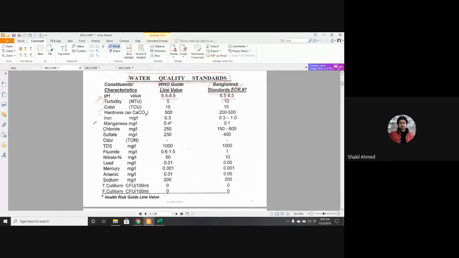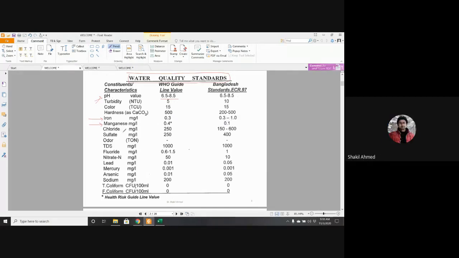Okay, memorize this. Iron. This is a common problem in Bangladesh. WHO guideline is 0.3, Bangladesh is 0.3 to 1. Manganese, WHO guideline and Bangladesh 0.4, 0.1. Are you following me, guys? Yes, sir.